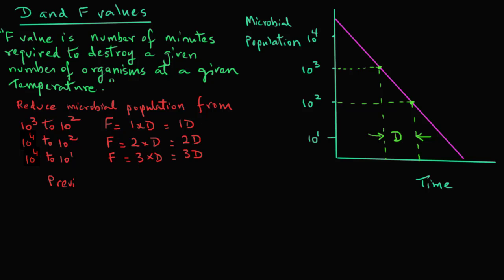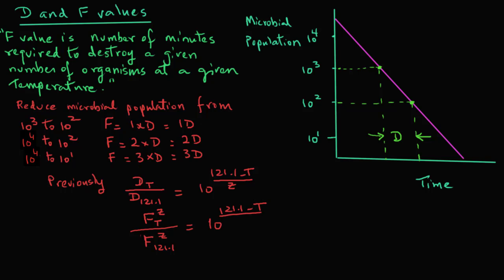Just as we saw in the last slide, that dT over D 121.1 equals 10 raised to power (121.1 minus T) over Z, we can also rewrite that as F T Z divided by F of 121.1 equals 10 raised to power (121.1 minus T) over Z. So the equation is essentially the same for F value. That is because F is nothing but a multiple of D values. As you can see in this equation, if we multiply the same number on both numerator and denominator, they will cancel out. So we have this expression for F values that we will be using in another tutorial, when we will be using a procedure called the general method to determine a thermal process.